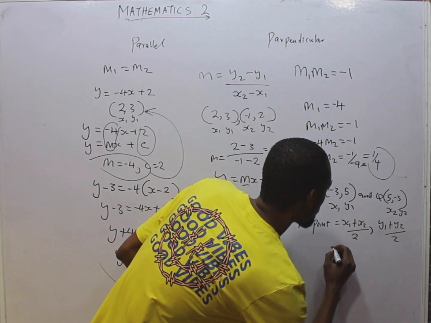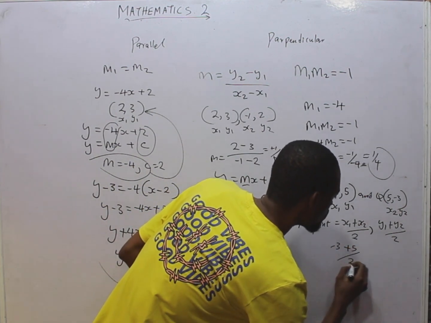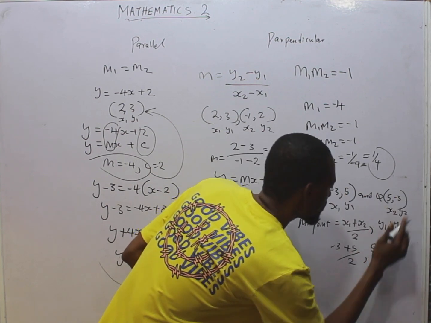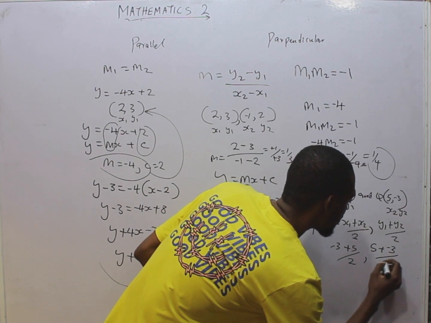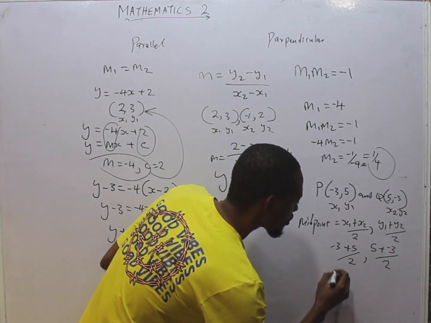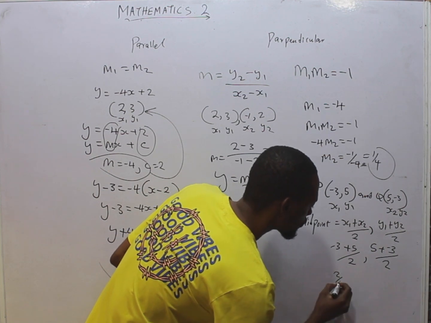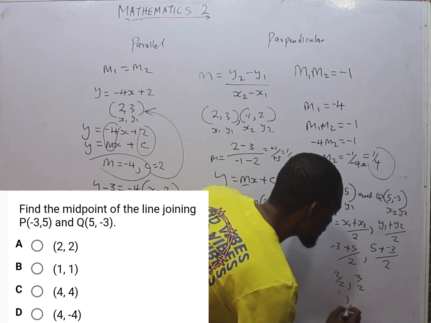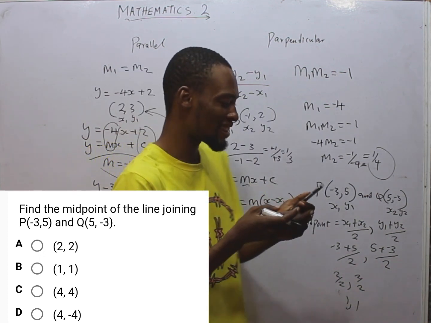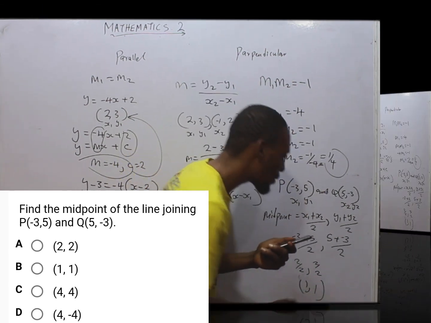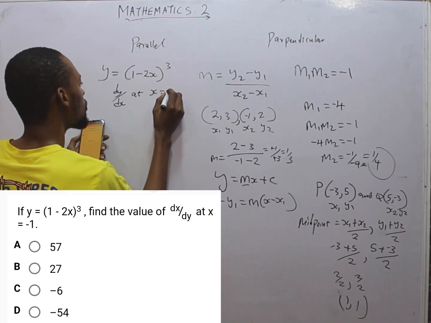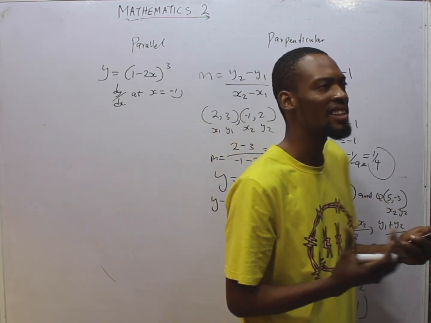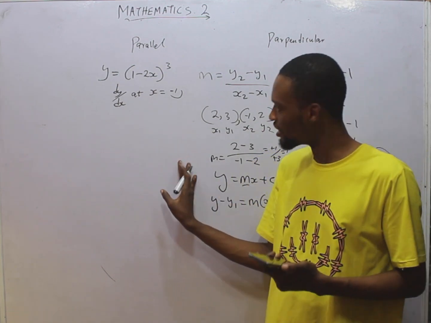This will simply give you minus 3 plus 5 over 2, comma, y1 is 5 plus y2 is minus 3 over 2. This is simply 2 over 2, comma, 2 over 2. Is that 1 comma 1? Wow, that looks funny. So the midpoint is simply 1 comma 1 at x is equals minus 1. So if we find the y over the x, then we substitute minus 1 anywhere we see x. What we get is the answer.